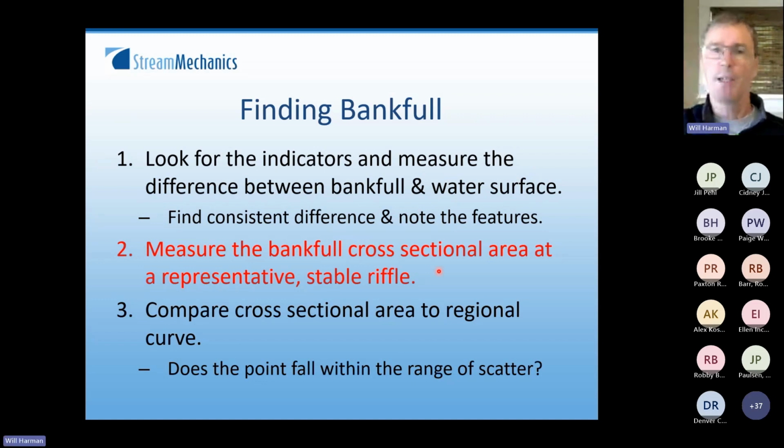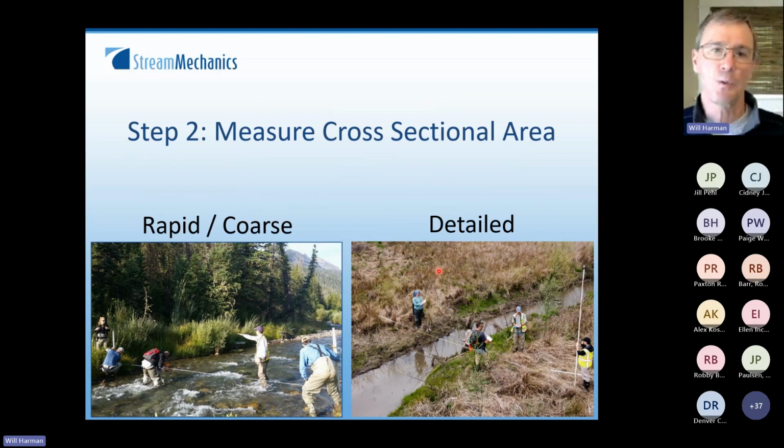And there's two ways to do that in the user manual. There's a rapid/coarse way to take your measurement, and then there's the detailed way. The detailed way means you're going to use survey equipment, like a laser level or a total station. The rapid method means you're just going to pull a tape, get that tape level, take some depth measurements, get a quick cross-sectional area, just that width times your mean depth. That is sufficient for doing just Bankfull identification and verification.